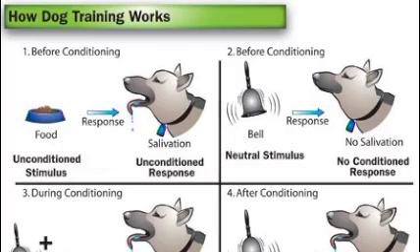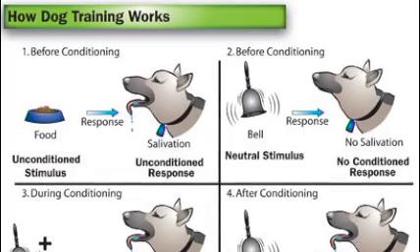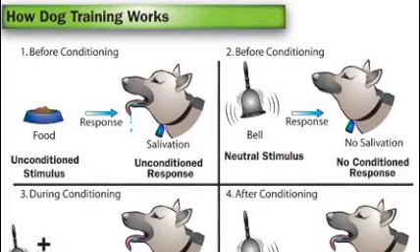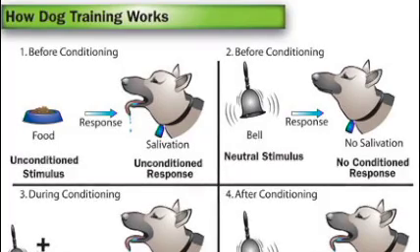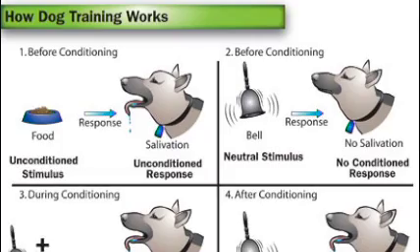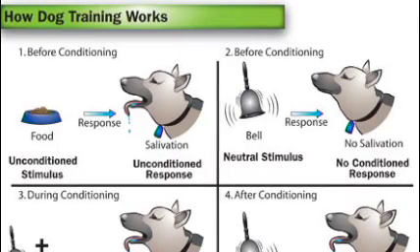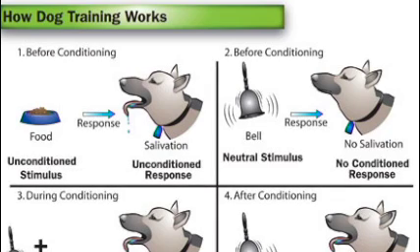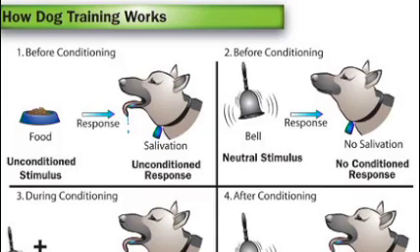During conditioning, the dog was exposed to a ringing bell and shown food at the same time, the conditioned stimulus, and the dog reacted by producing saliva, the unconditioned response. And finally, after conditioning, the dog was exposed only to a ringing bell, the conditioned stimulus, and reacted by producing saliva, the conditioned response.